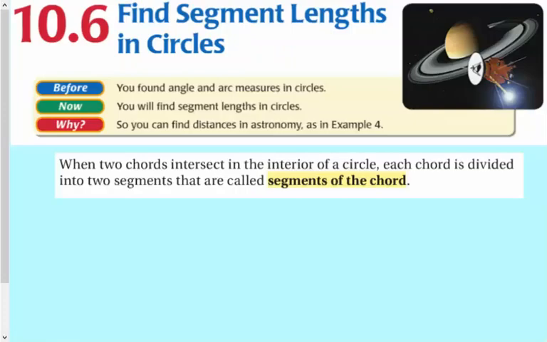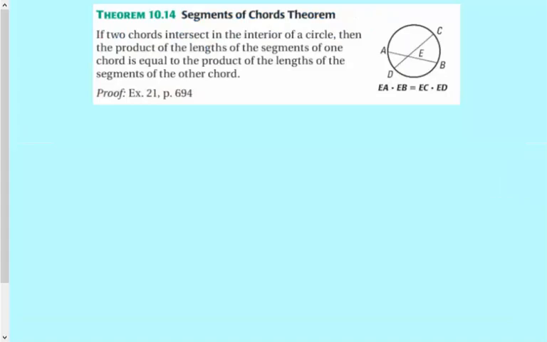When two chords intersect in the interior of a circle, each chord is divided into two segments called segments of the chord. You don't really need to know that. What you do need to know though is this theorem here.